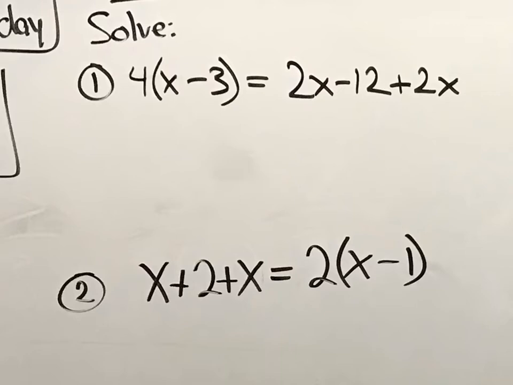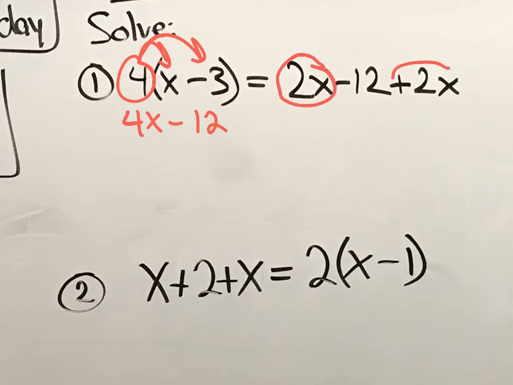So on the left side, let me distribute 4 times x, I get 4x. 4 times negative 3, I get negative 12. There's nothing else to do on the left side. So I move on to the right side. On the right side, there is no distributive property, but there is combining like terms. Out of the 3 terms, the 2x minus 12 plus 2x, I could combine this 2x with that 2x, and I will get 4 total x's. And then I could bring down the minus 12. And of course, I'm going to bring down my equal sign.